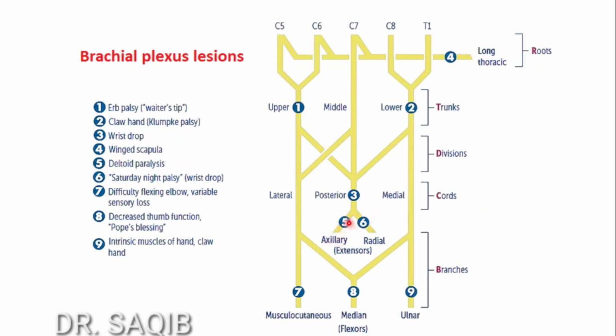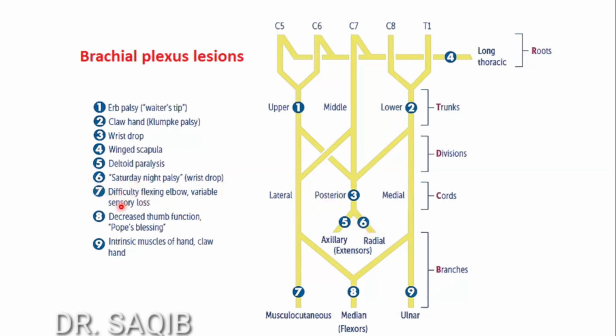And number six is the Saturday night palsy. Also, the result is the wrist drop. Here you could see this is a radial nerve injury. As the radial nerve supplies all extensors in the upper limb, the hand would be in a state of flexion at the wrist joint.